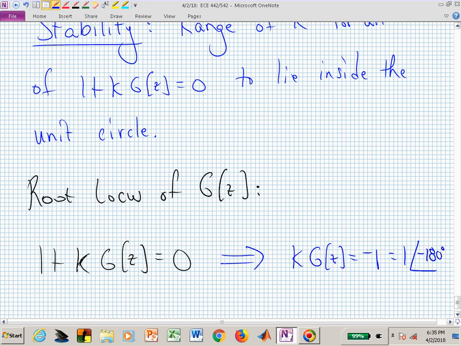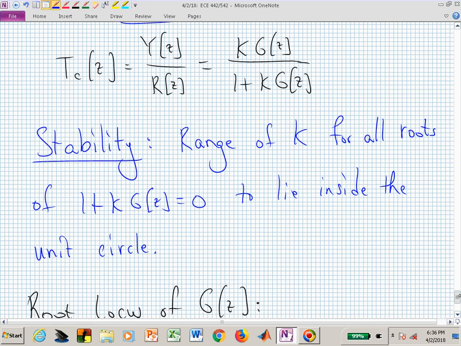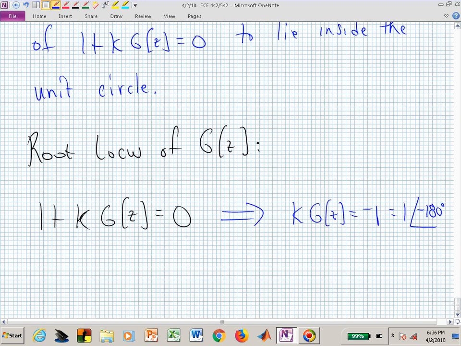What will kg of z be? It could be complex, couldn't it? If z is complex, if I plugged in a complex number for z into this g of z expression, could I not come up with a complex number? Yeah. Why not? So this number right here, kg of z, can be complex, but what is that number?